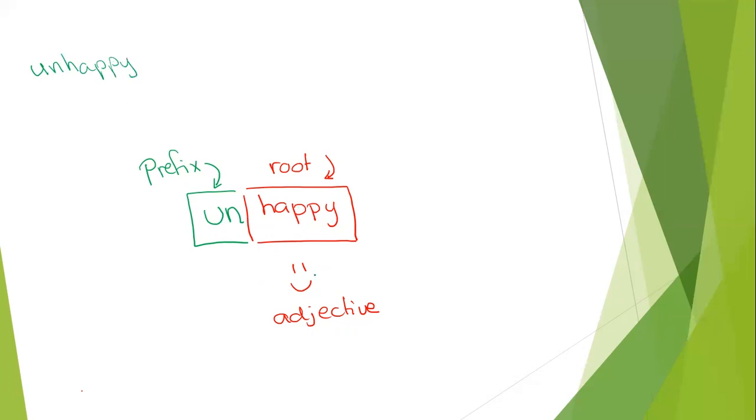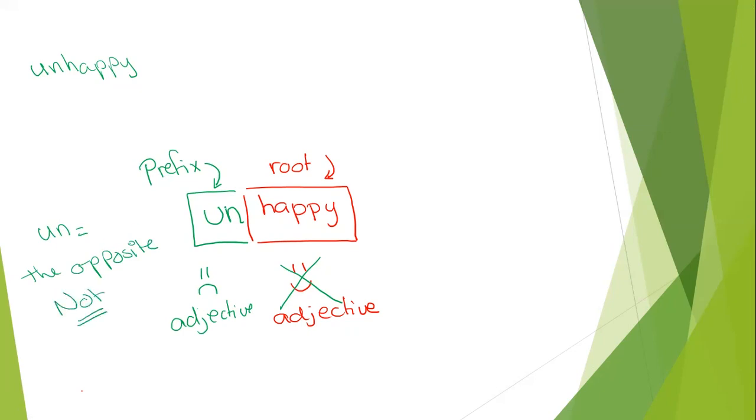So, is it the same meaning as the root word? Of course not. Now, the meaning is, yes, sad. And it is also an adjective. I use it to describe a boy, a school, students, or any noun. So the prefix here, un, I can understand that un means the opposite, or it also means not. Not happy, يعني غير سعيد، يعني حزين.